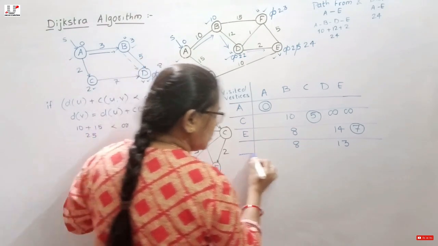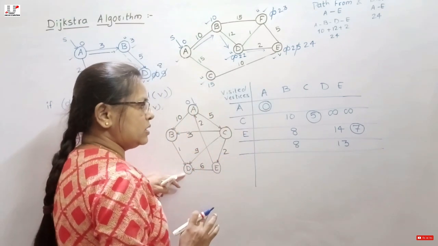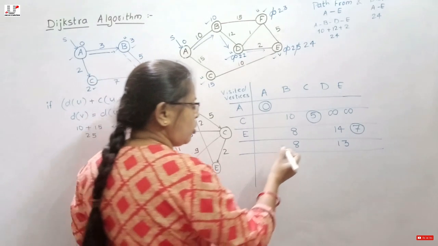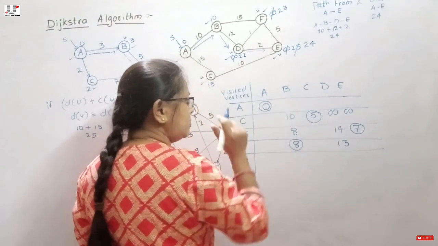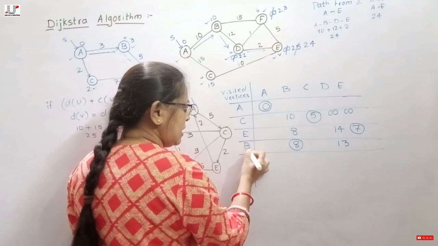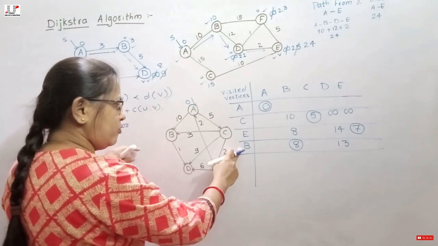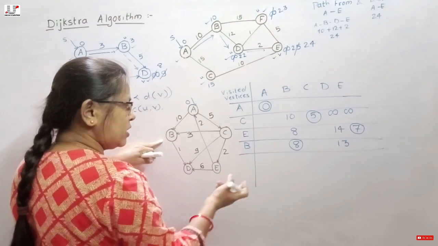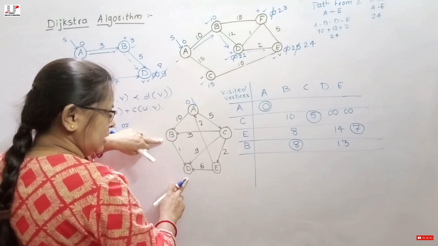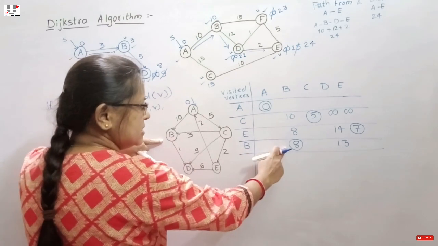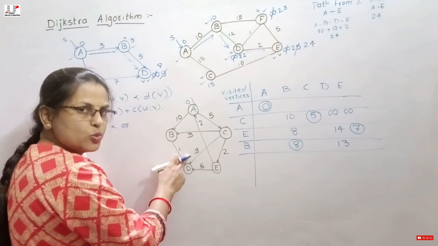Then again from this row, find out a vertex with minimum cost. So it's 8. The name of vertex is here B. So mark B as a visited one. And from B, find out the smallest distance for the remaining one, from B to D. The distance of B is here 8 plus cost of B to D. It's 1.